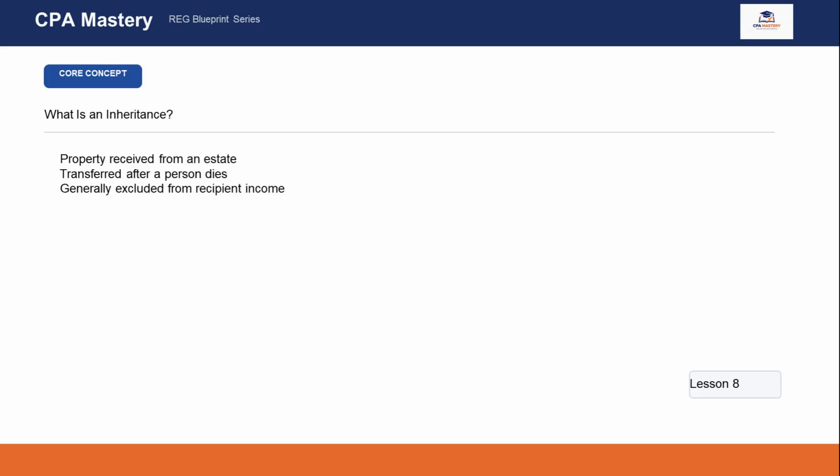An inheritance is money, property, or other value received from a decedent's estate or trust after that person dies. Like gifts, inheritances are generally excluded from gross income for the recipient. This means that if a taxpayer inherits cash, securities, or other property from a relative's estate, the receipt of that inherited property is usually not taxable income.